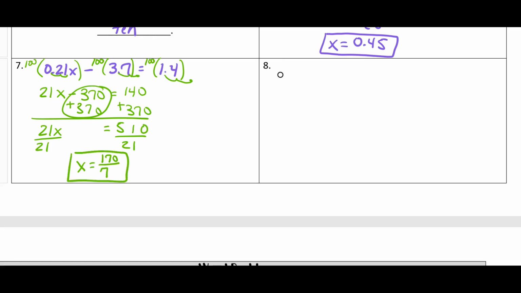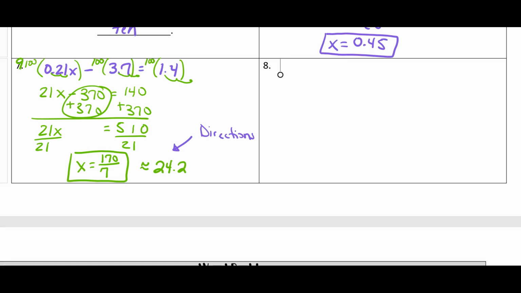Now, if the direction said give a rounded decimal if necessary, in this case we would say the rounded decimal is about 24.29. But the only time you do this is if the directions say, which means you have to read the directions. Otherwise, you should always give me the exact answer, which in this case would have to be a fraction.